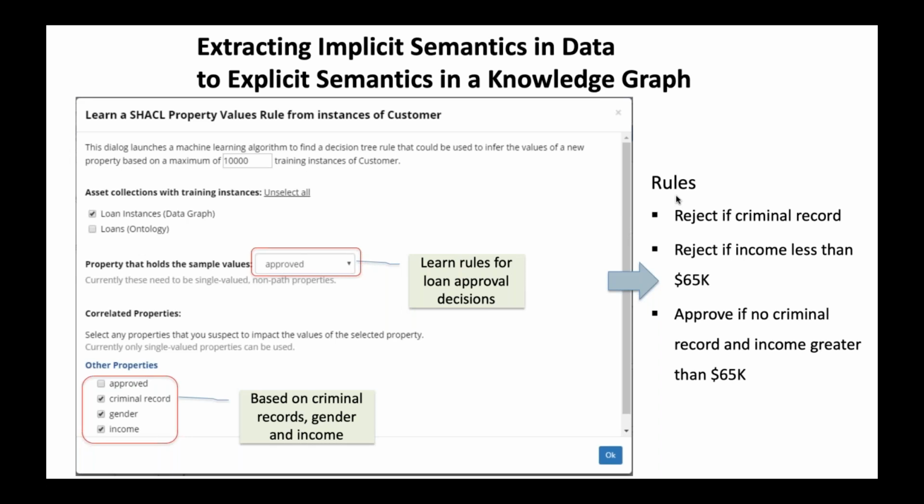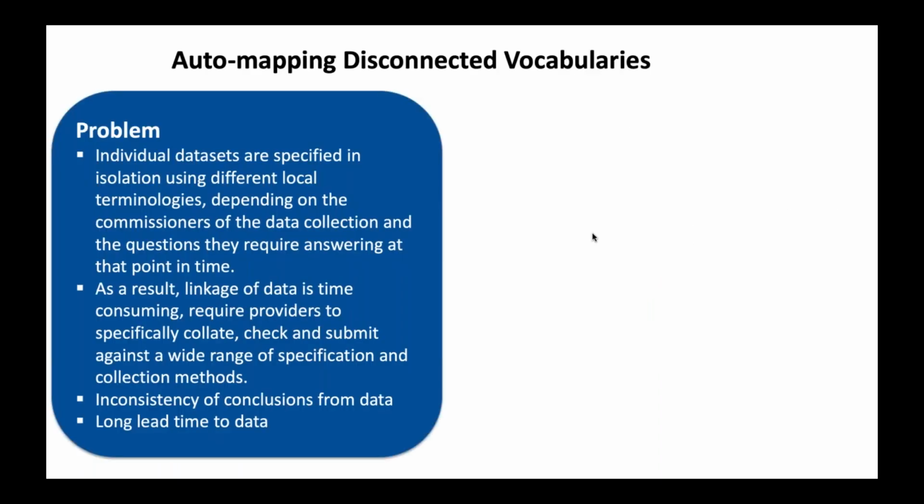And looking at the data, the algorithm concludes that there is high probability that applicants will be rejected if they have criminal records, if they have an income below a certain level, and then conversely, it's also true that they are likely to be approved if they don't have a record and their income is higher than the level. And gender ended up not being important. Just good news that something that shouldn't really matter, doesn't. So that was an example of combining machine learning with the knowledge graph, and actually creating a knowledge graph from the output of machine learning.